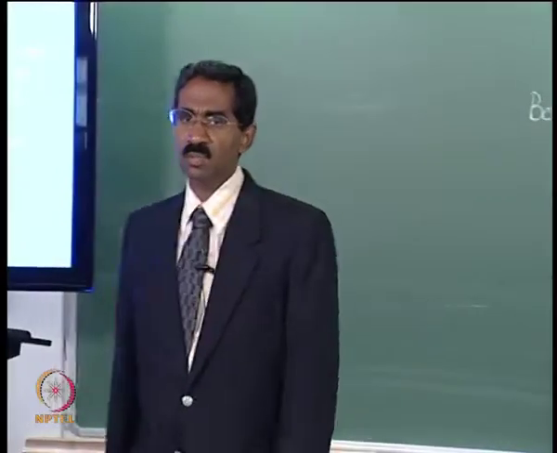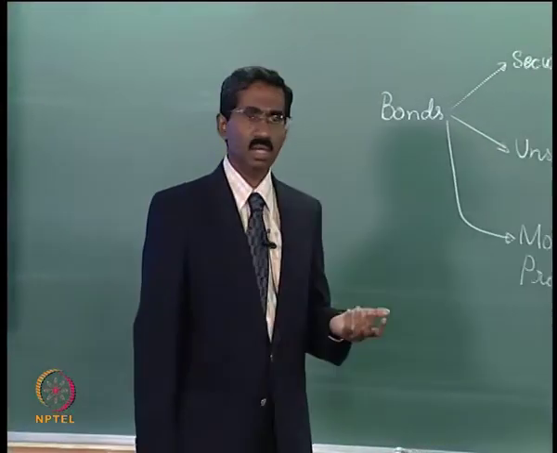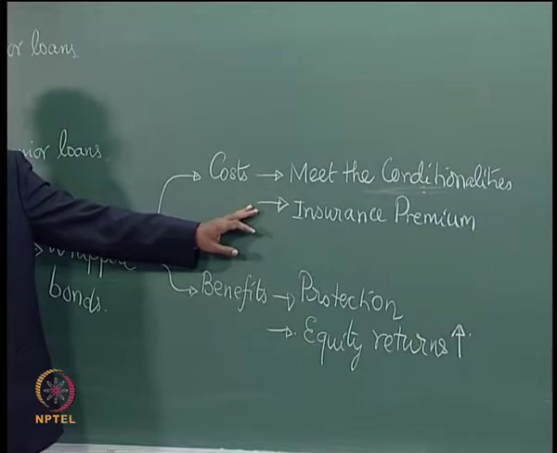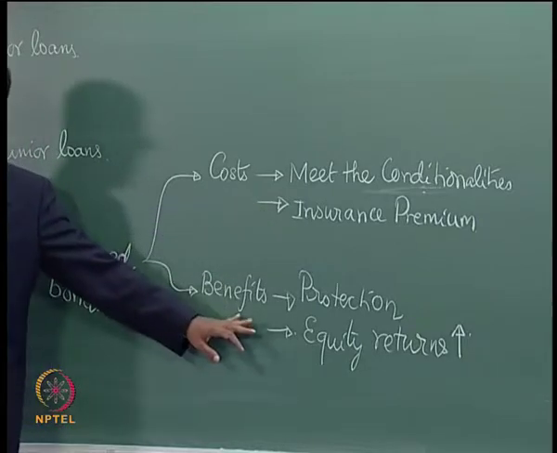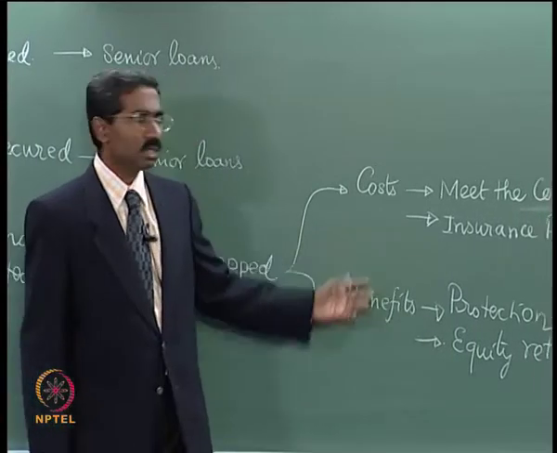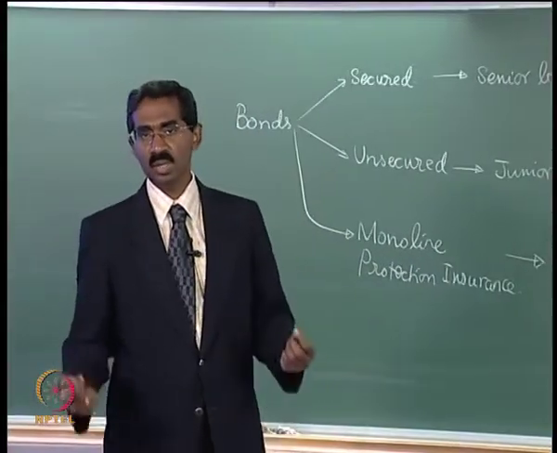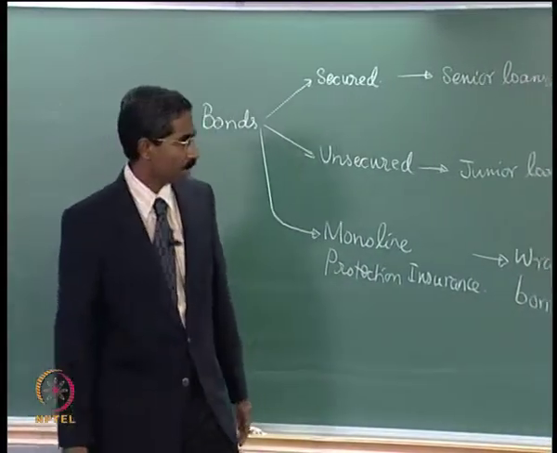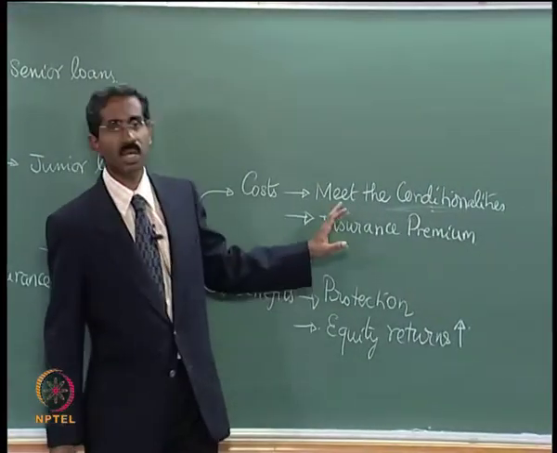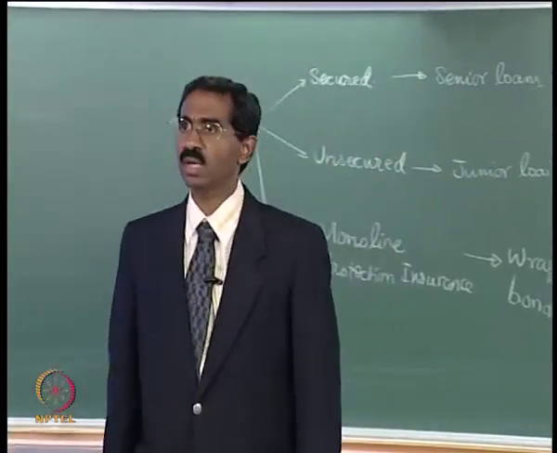So these are the costs and benefits. Now we will have to evaluate for a particular case whether the benefits exceed the costs, okay. If we have an insurance premium that is very large, but we are not able to get a substantial reduction in the cost of borrowing, then going for a monoline insurance protected bond might not be very beneficial, okay. As long as we are able to get a corresponding benefit that is more than the cost incurred, then we can go ahead and obtain this monoline insurance.